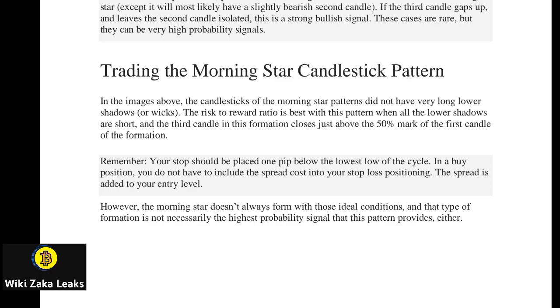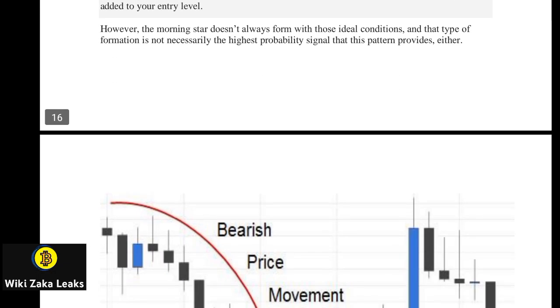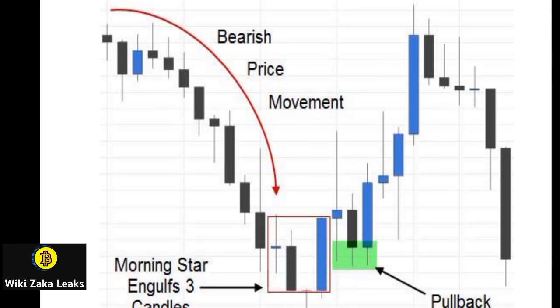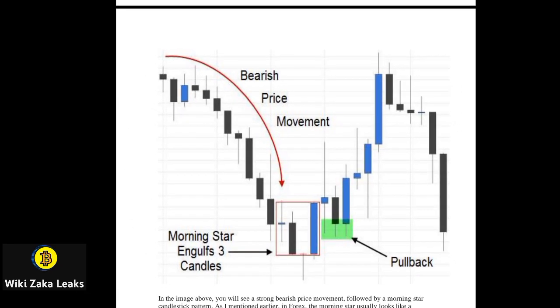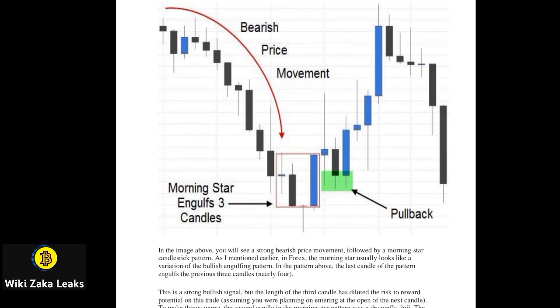Okay, remember your stop should be placed one pip below the lowest low of the cycle in a buy position. You do not have to include the spread cost in your stop loss positioning. Spread is added to your entry level. So this is one of the images. Bearish price movement. Okay, there is a pullback and the morning star engulfs three candles.